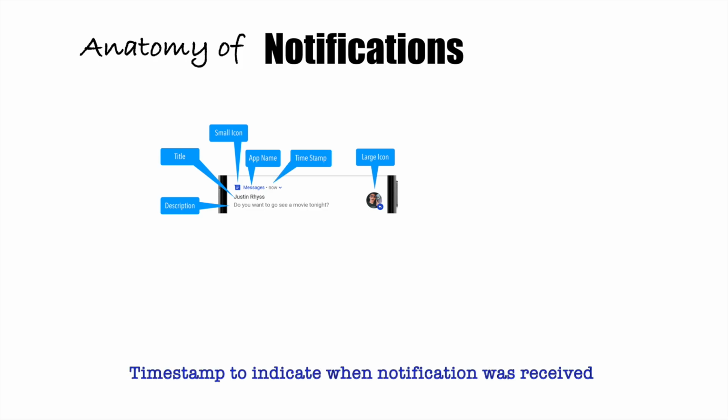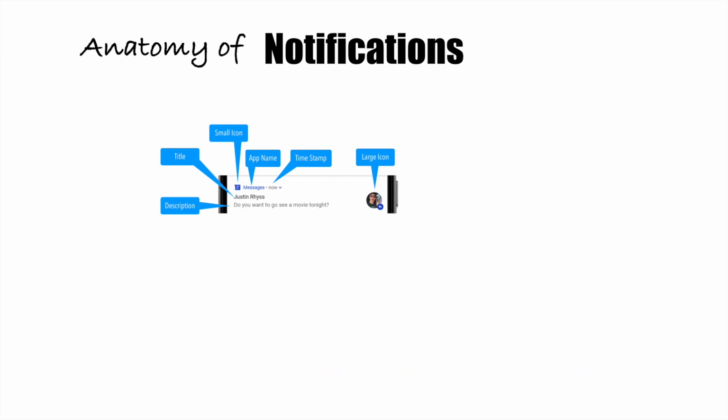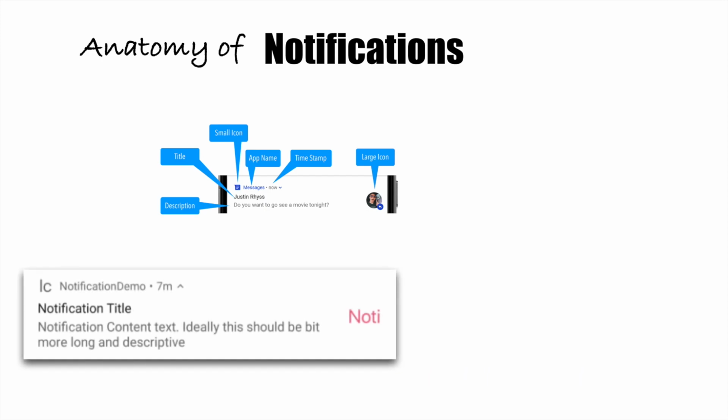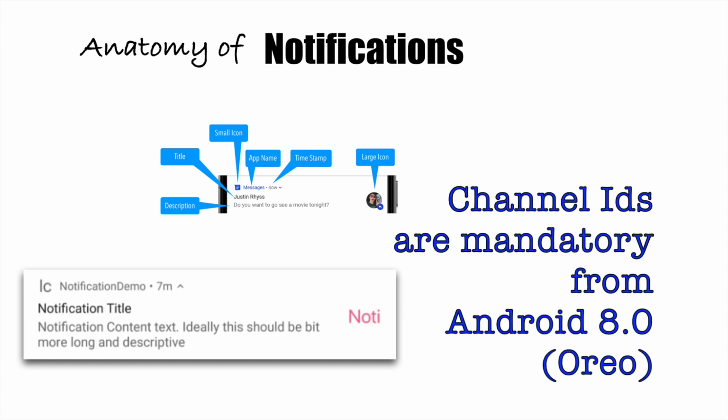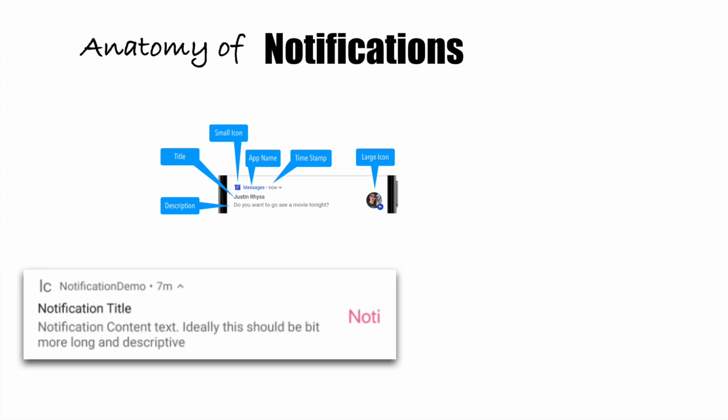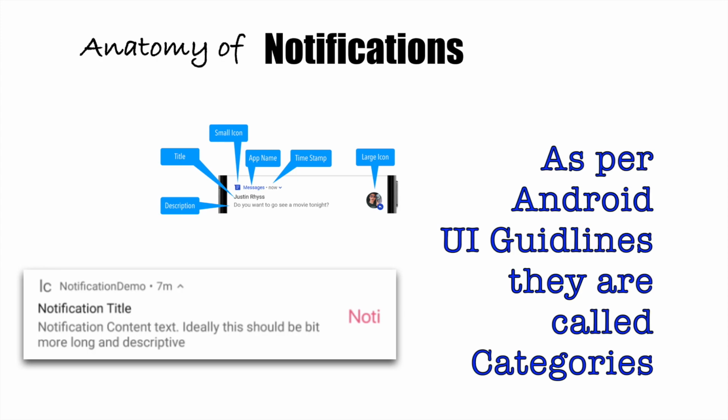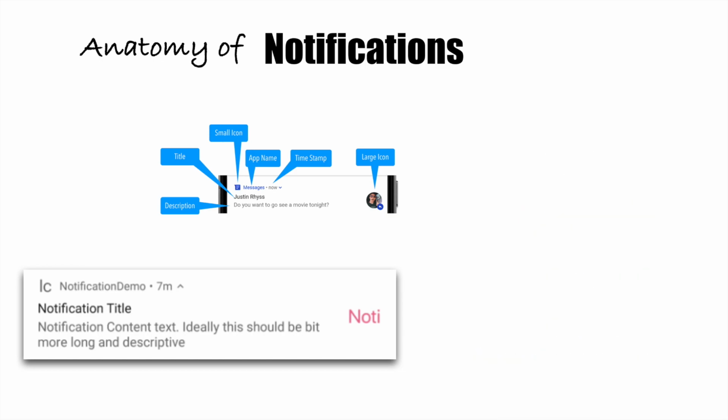As we move along, we will be creating a notification based on these concepts. But other than that, you need to be aware of the concept of channel ID, which has been introduced in Android 8.0. Developers call it a channel ID, but from the end user's perspective, these are called notification categories. So let's have a look at how they actually look from the end user's perspective.